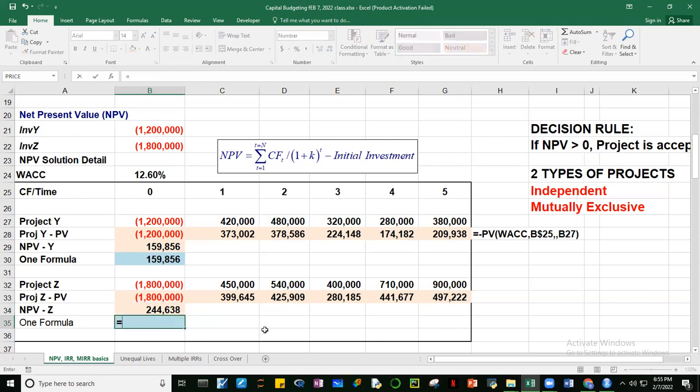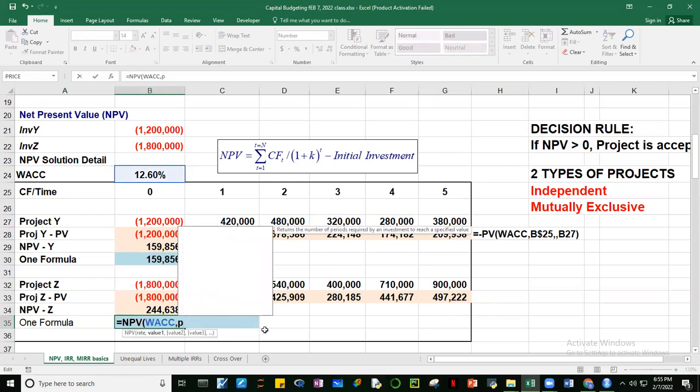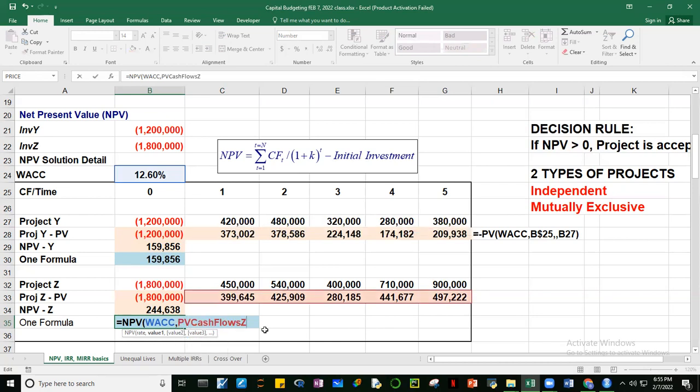Okay, so another formula is get the NPV. NPV, ano yung NPV natin? Ang rate natin yung WACC. Tama? Ano yung mga values natin? We're just adding the present value cash flows. No? Oops, mali. Present value cash flows ni Z. Okay? Close natin yun plus yung investment kay ni Z. There. Ito yung investment ni Z, yung 1.8 million.